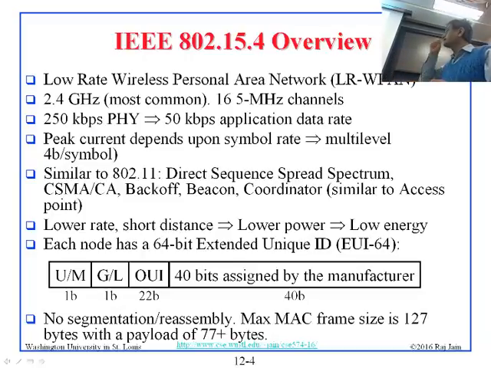Lower rate and short distance means low power, low energy. And then every node has a 64-bit address. So this you have to understand, and this is the key part.